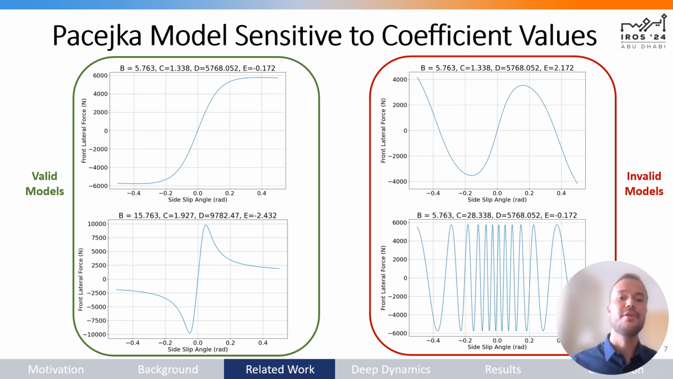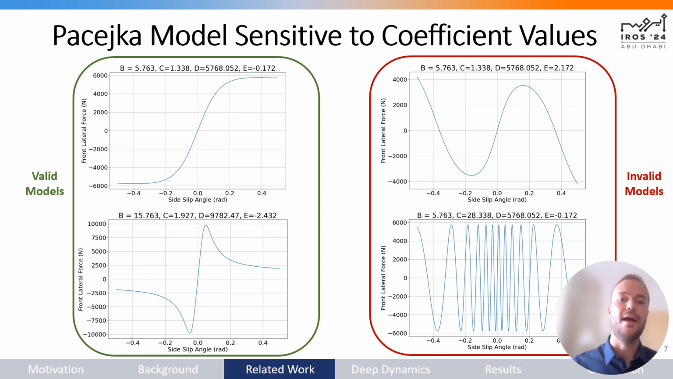So here we have 4 different plots that show the estimated lateral force generated by the Pacejka model as a function of the vehicle's side slip angle. And each plot has different Pacejka coefficients used to generate it. On the left, we have plots for 2 valid models, and we see relatively expected behavior. We have the lateral force increase as the vehicle's side slip angle increases until it eventually reaches some horizontal asymptote.